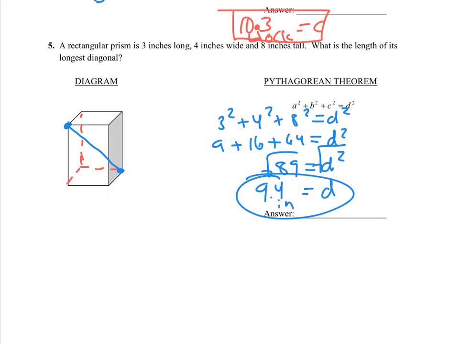All right, that's it. Pretty simple, pretty easy. At this time, let's go ahead and get out a piece of paper, a pencil, and a calculator. And let's go ahead and get ready for today's assignment.